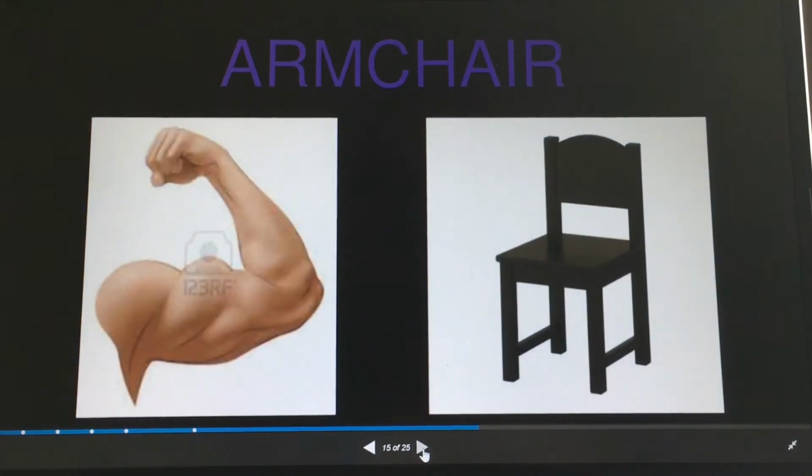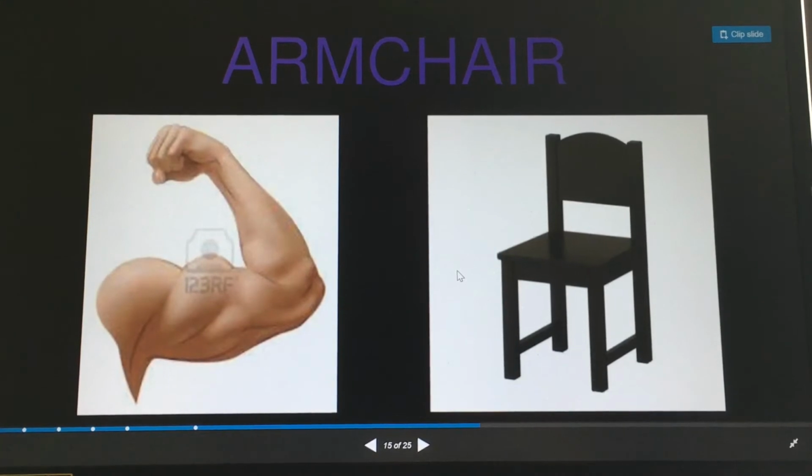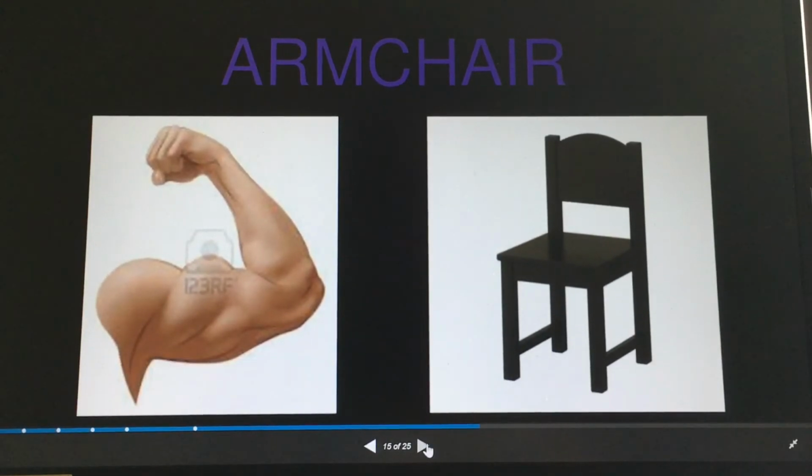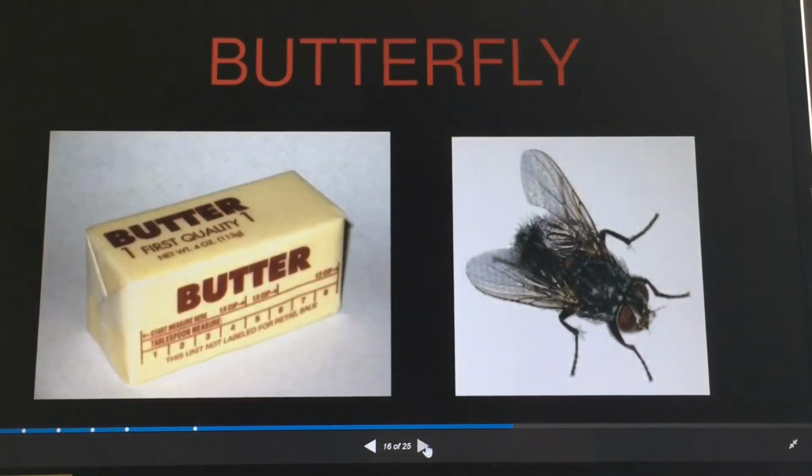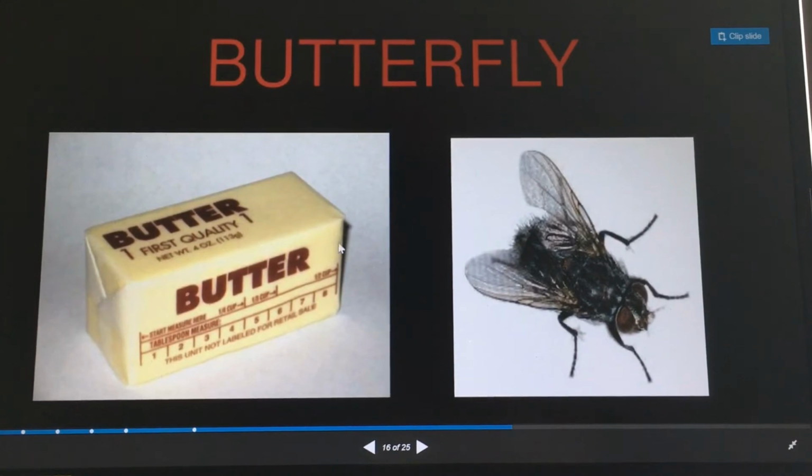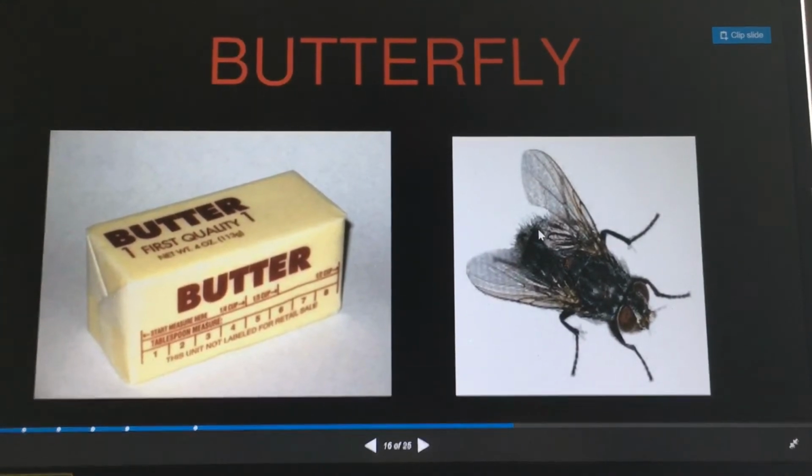Okay, so we have armchair. Armchair comes from two words, arm and chair. Do you know what it means when you say armchair? How about butterfly? Butterfly comes from these two words, butter and fly.